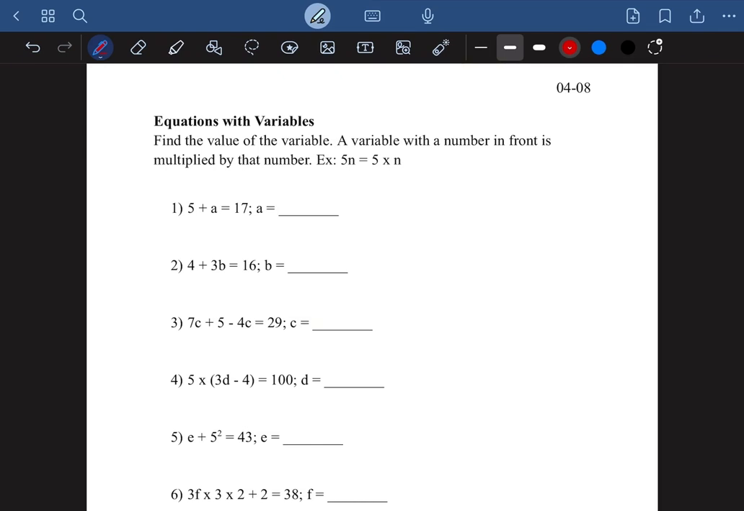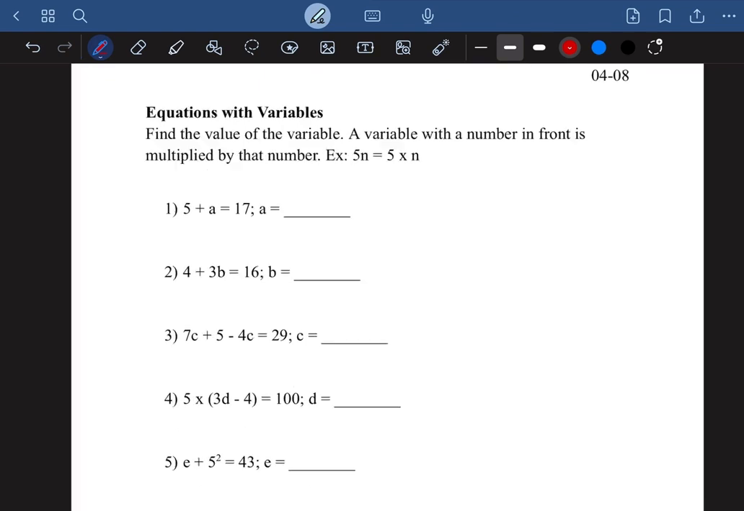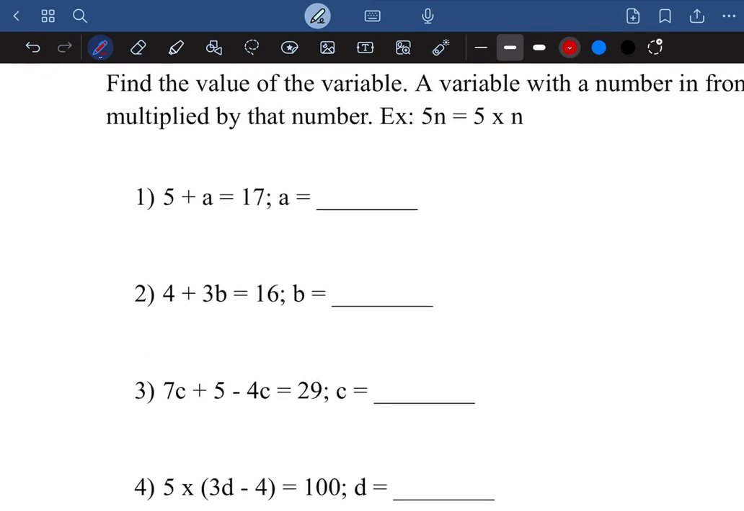So for number 1, we have 5 plus a is equal to 17, and we're trying to find the value of a. So in order to find the value of a, we have to get a by itself, meaning we have to subtract 5 from both sides. And 17 minus 5 is 12. So the value of a for number 1 is a equals 12.